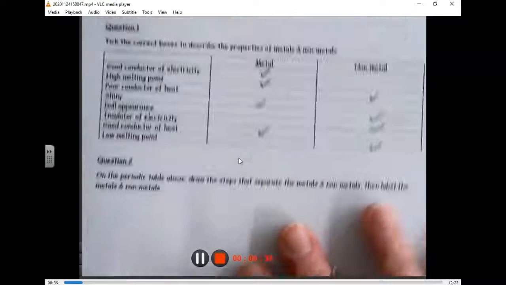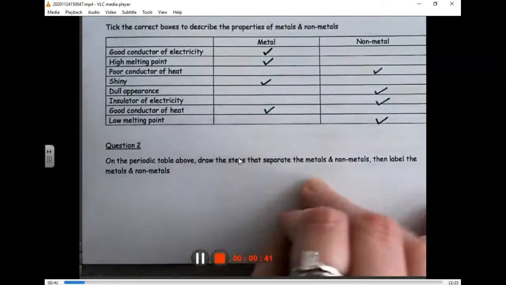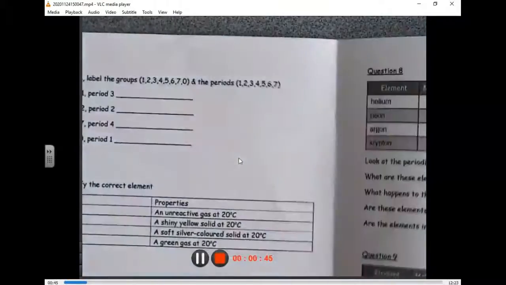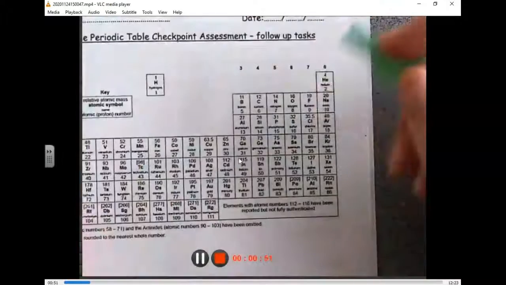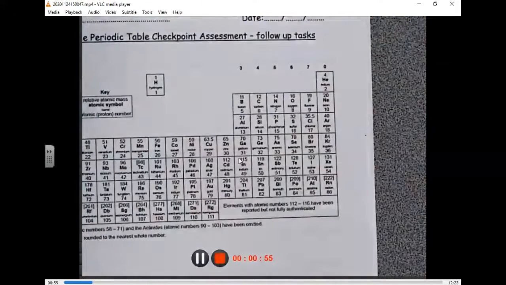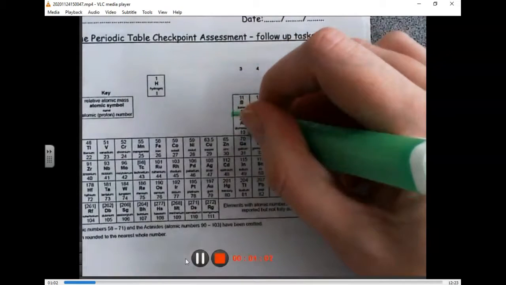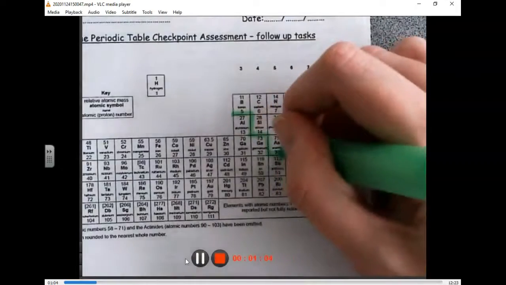Question 2. On the periodic table, draw the steps that separate metals and non-metals and label them metals and non-metals. So, on this periodic table here, the line you need is between boron and aluminium. Then you just draw your steps down.